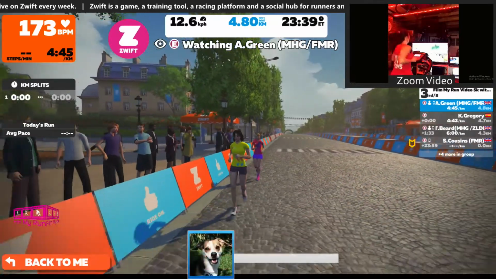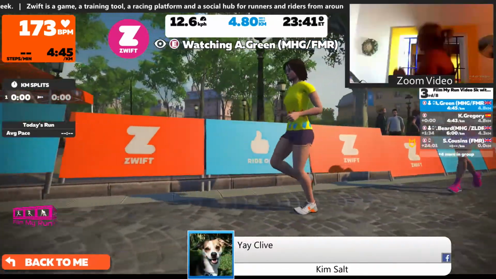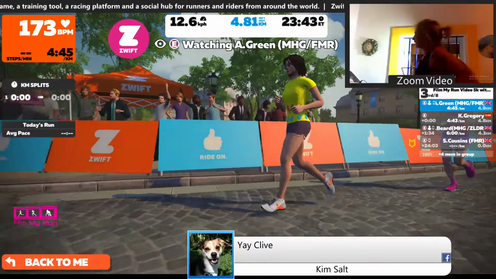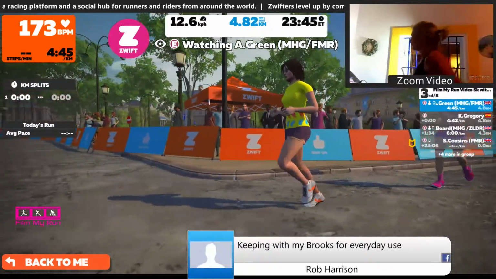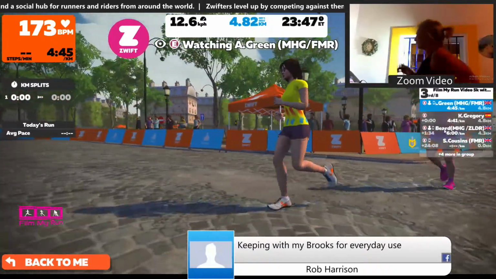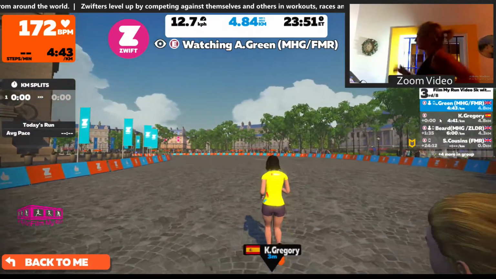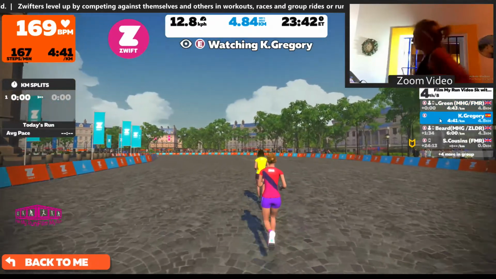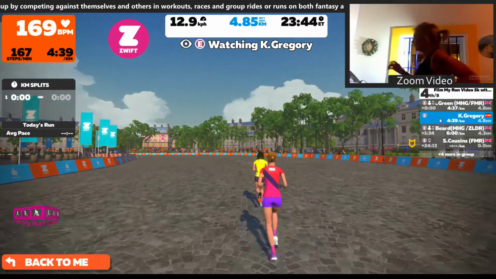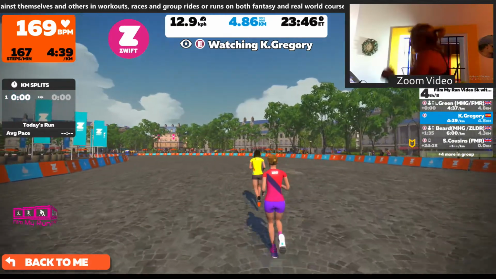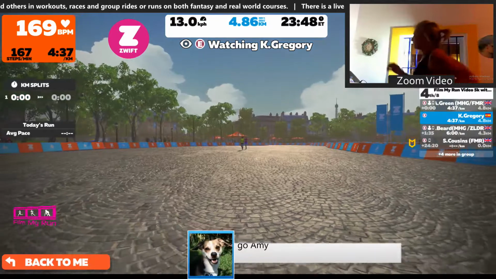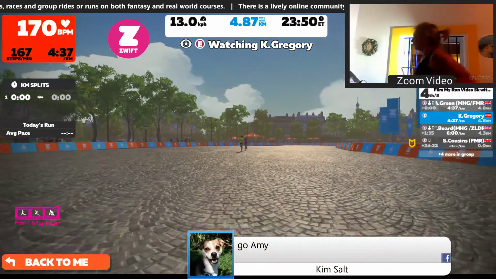So we're just going to flip between Kathy and Amy in these last 200, 300 metres. Amy has a heart rate of 173, so she really is working hard to try and keep Kathy Gregory away. Kathy is right behind her. Right behind her. There's Kathy. Kathy is wearing the purple and red top. Kim says, go, Amy.